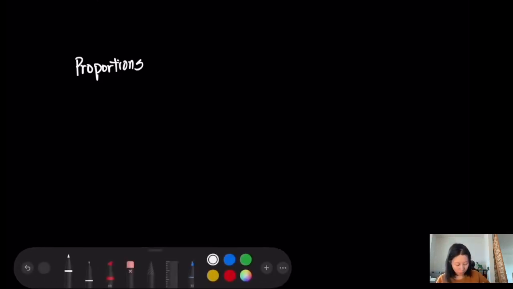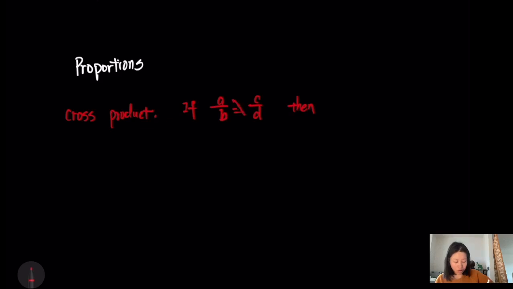So in this video, I am going to cover proportions and how do we solve proportions using cross product and use proportion to solve application problems. Okay, so first of all, the property is called cross product. If A over B equals C over D, then we can just cross multiply. We will get AD equals BC.